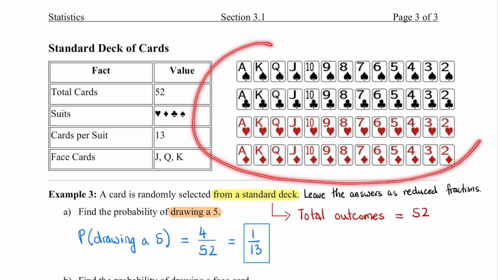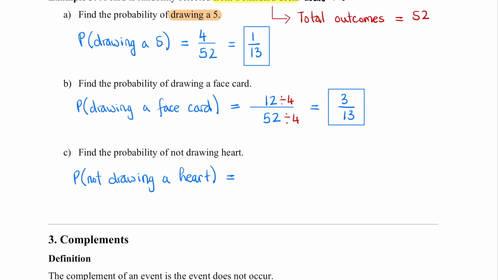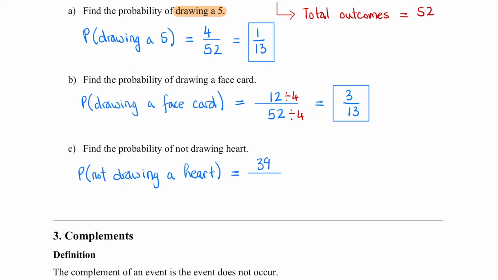Here is our deck of cards. We have 4 suits and 13 cards in each suit. These are 13 heart cards, and we don't want them. We want these cards, and these cards, because we do not want a heart card. There are 39 cards that are not hearts. So the number of favorable outcomes is 39. And the number of total outcomes is still 52.